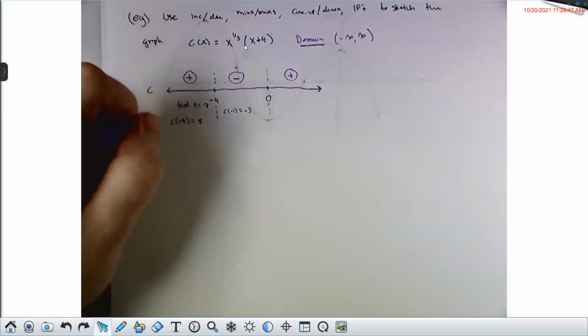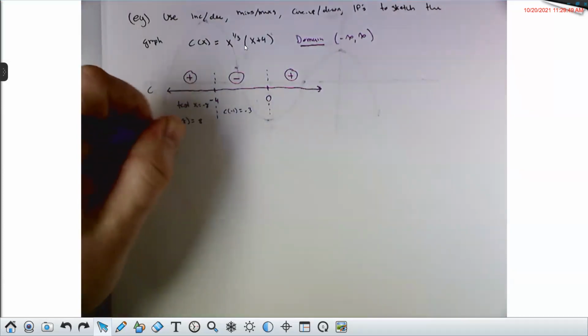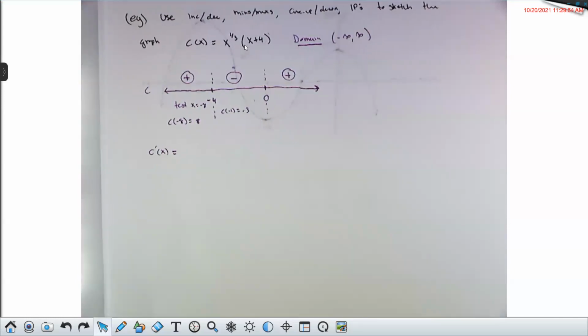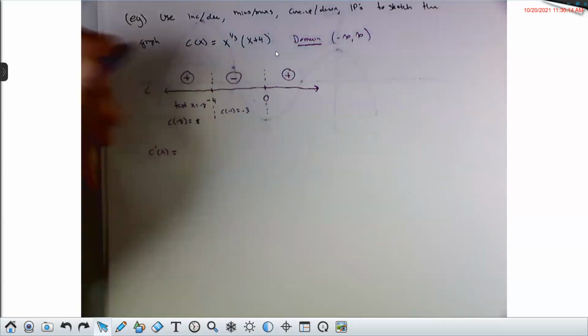Next, we calculate C primed, and we'll make a number line for it. You've got some choices as to how you want to differentiate this. You could distribute the X to the 1/3 and then differentiate using the power rule, or you could dive right in with the product rule. I showed you a little algebra trick last time, and I think if we choose to differentiate this with the product rule, I'll be able to show you that algebra trick again. So let me use the product rule.